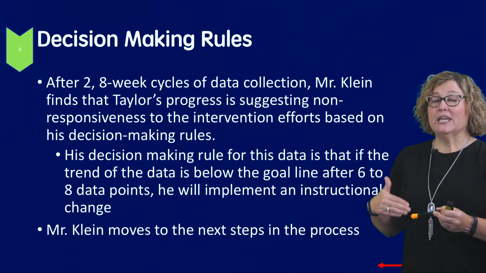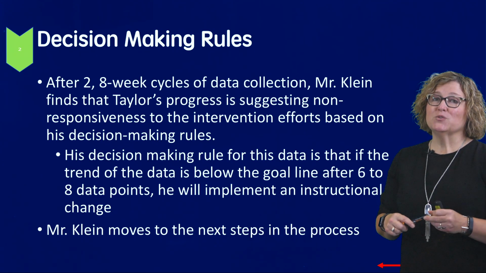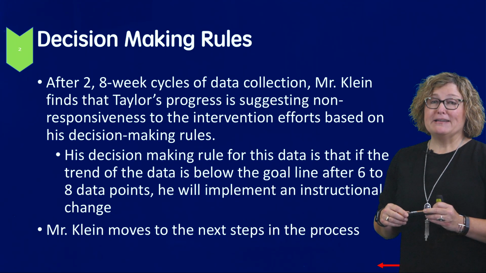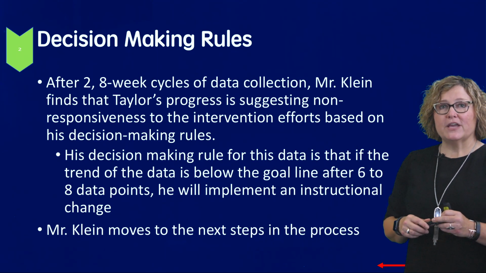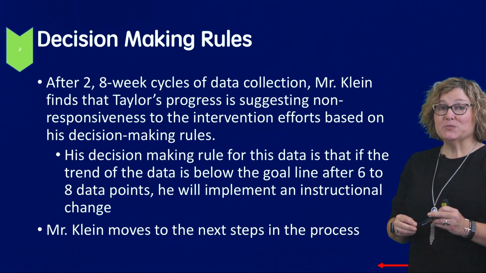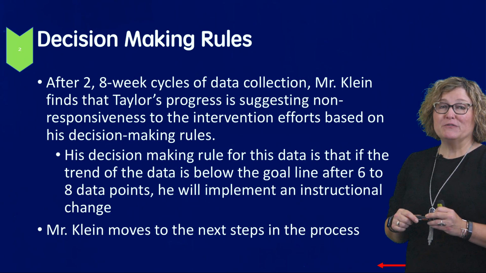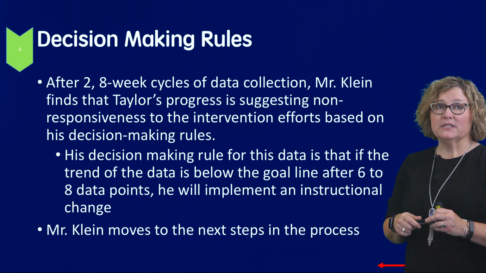He made a slight change, but now he wants to make sure that the data is really solid before he moves on. He's seen that after those couple of 8-week cycles, she is in fact not responsive to the intervention that he's providing to her. His current decision-making rule for data is that if the trend of the data is below the goal line after 6 to 8 data points, he'll implement an instructional change.